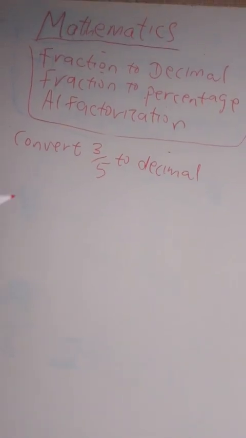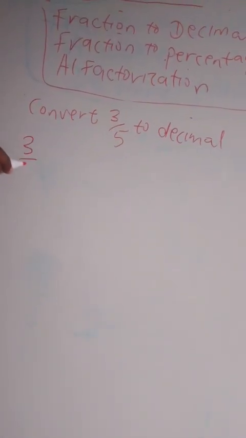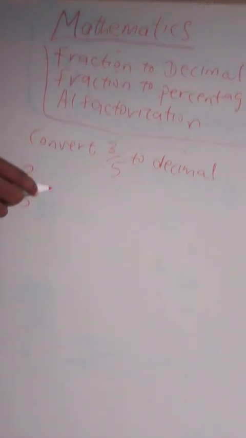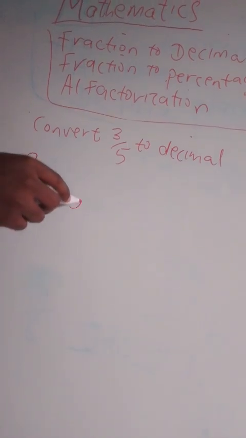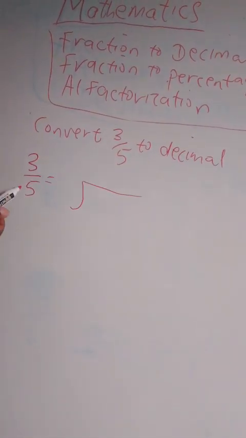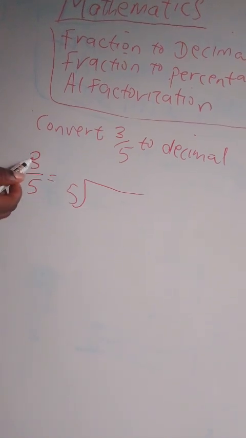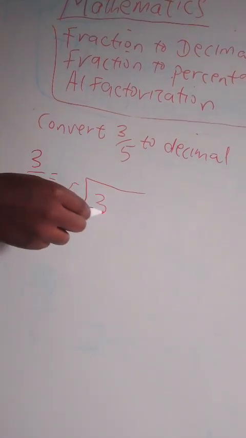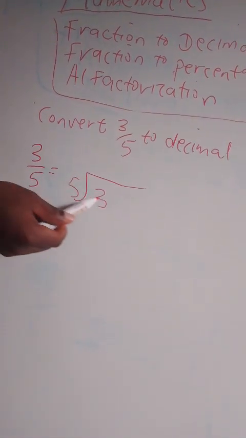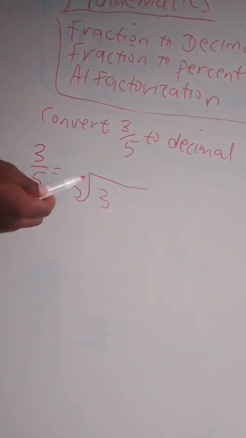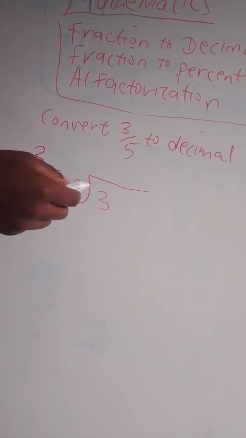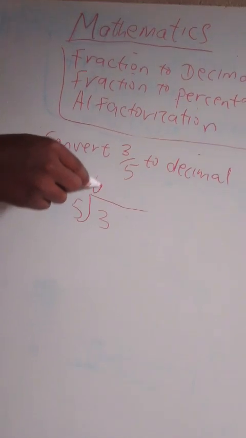So first thing to do is you come to this place, you write 3/5, and then you draw the line. Take the denominator, the bigger number, which is 5, write it here. And then you take this number, which is 3, you write it here. So here now, as you can see, 5 divided 3 is not going to work because 5 is bigger than 3. So we always write it like 0 points.